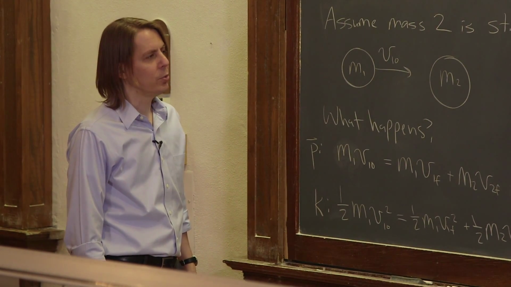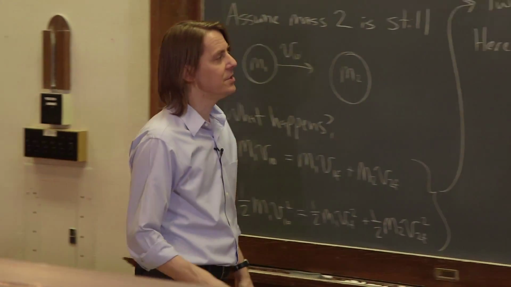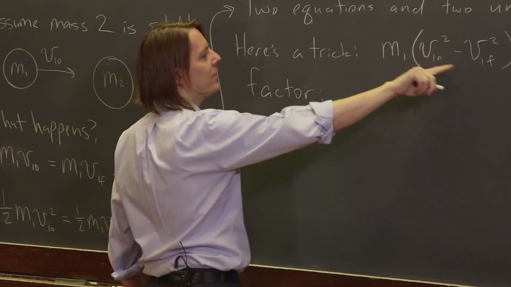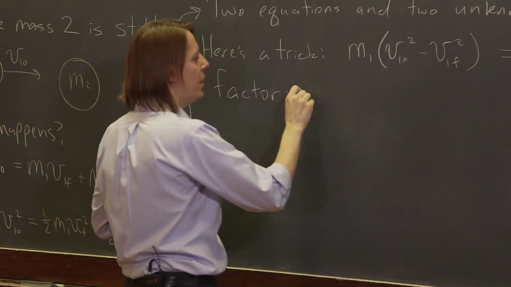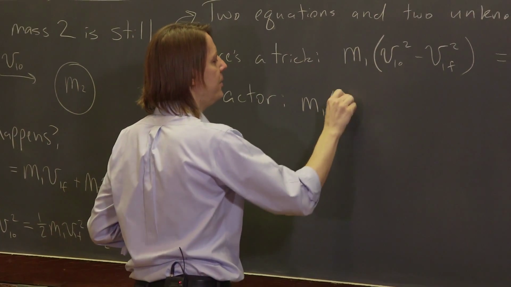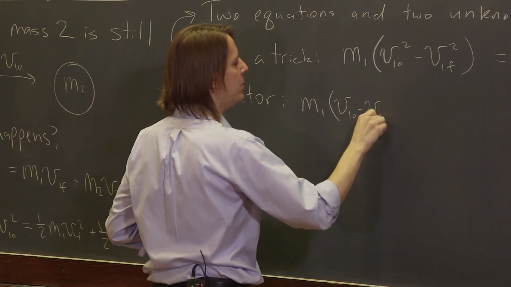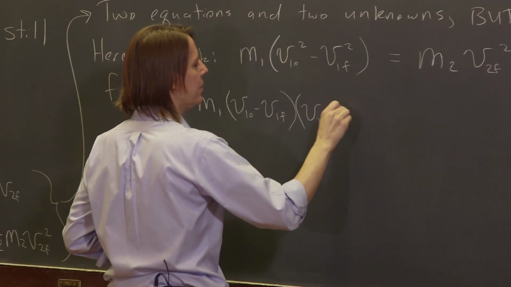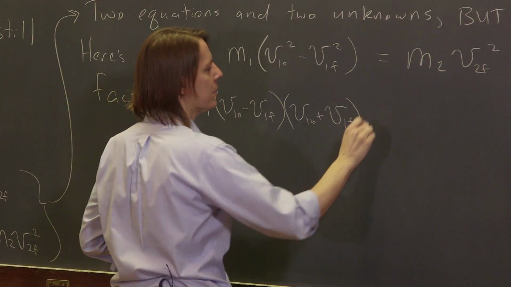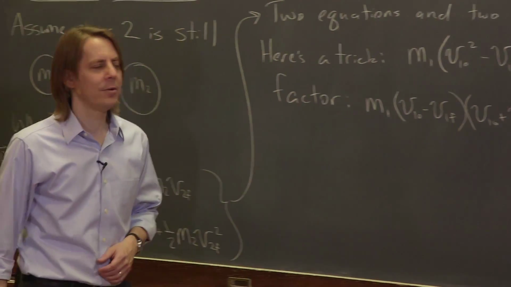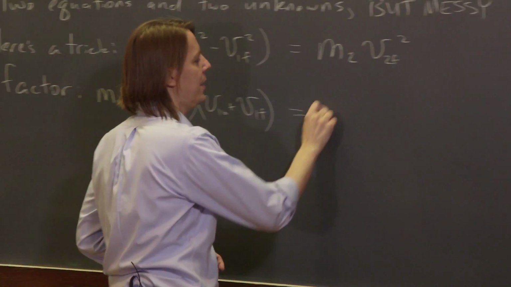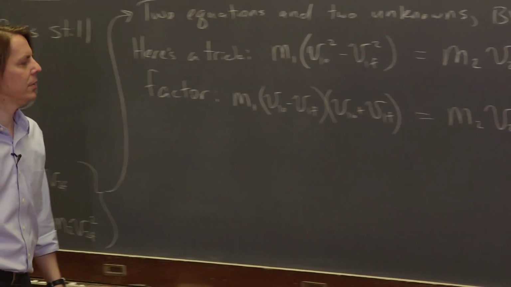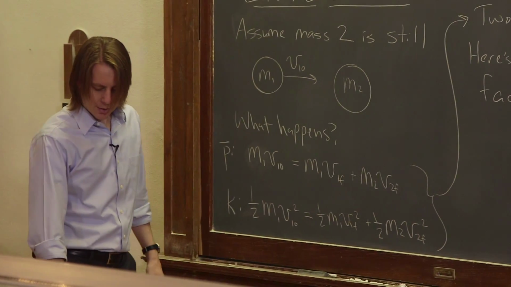What we've got to do is get rid of the squares. Maybe you can see a chance to do that, because we can factor this as the difference of two squares. We can write that as m1 times v1 naught minus v1f times v1 naught plus v1f. There's no physical reason to do that. We're just doing a math trick. That equals m2 v2f squared.